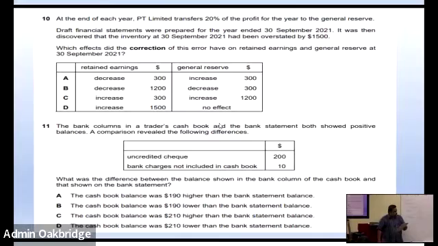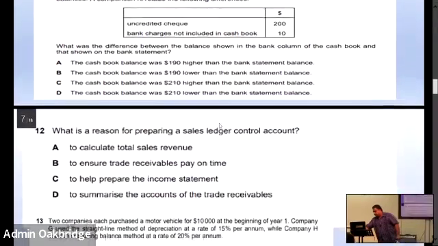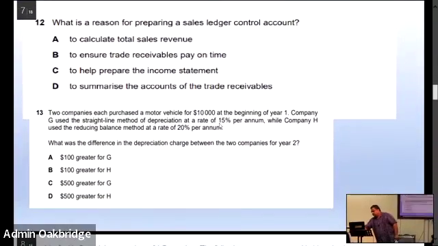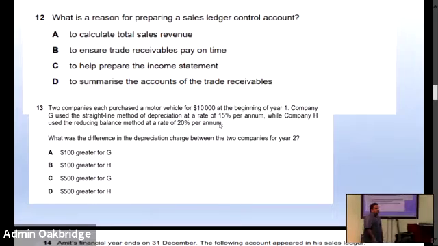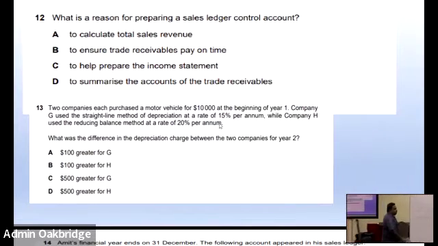Number 12. What is the reason for preparing a sales ledger control account? Sales ledger control account records what? Trade receivables, all credit customers' transactions.